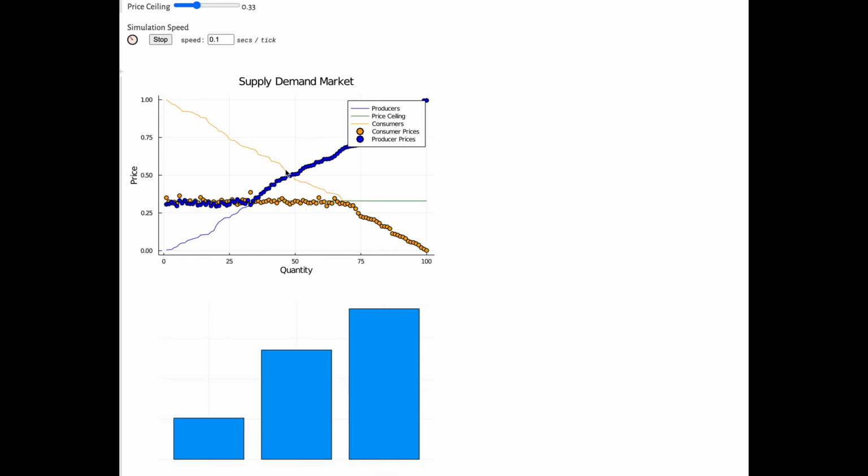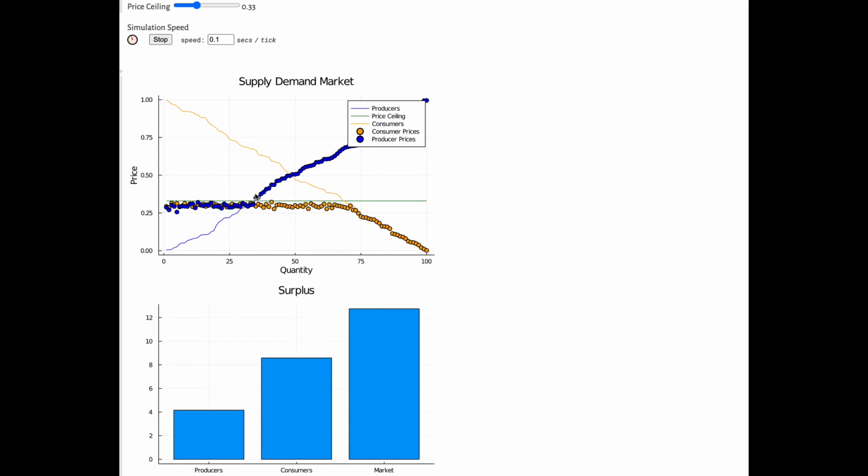It's because now all of these consumers who were originally not able to buy the product because their price was too low are now able to buy the product. But now all of these producers who were originally selling the product are now unable to sell the product. So they're stuck to their supply curve.